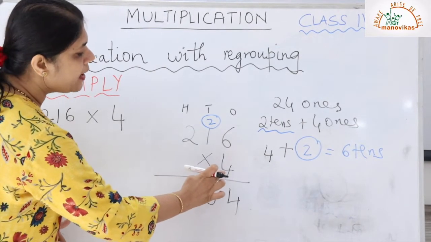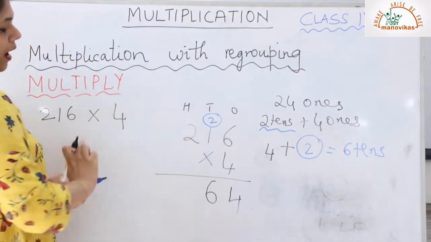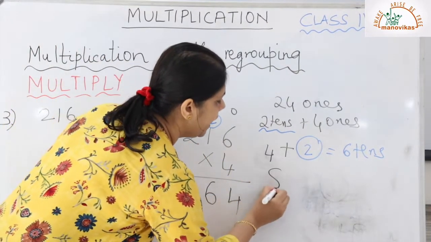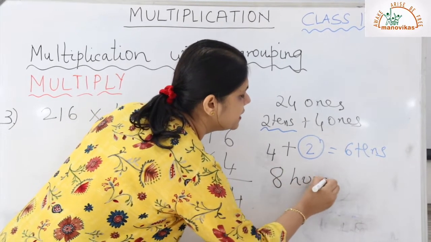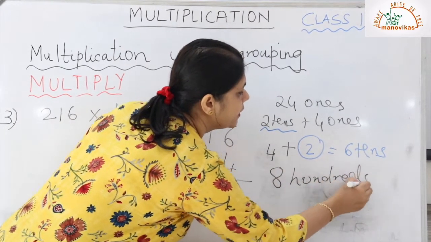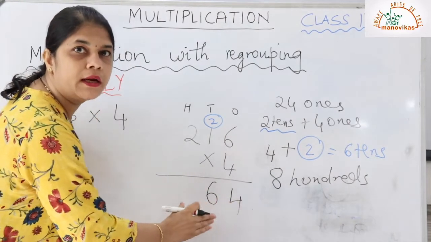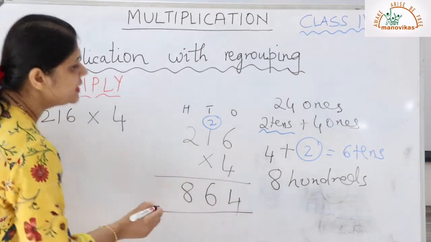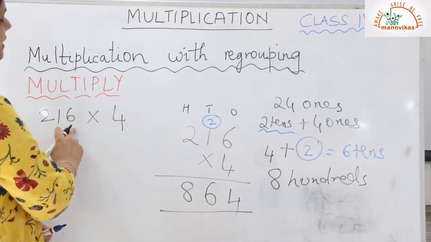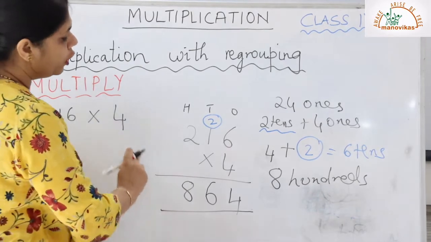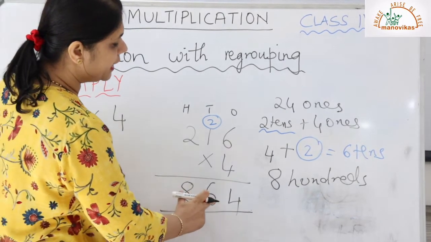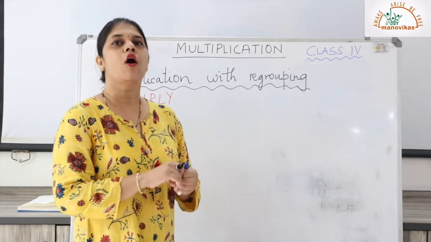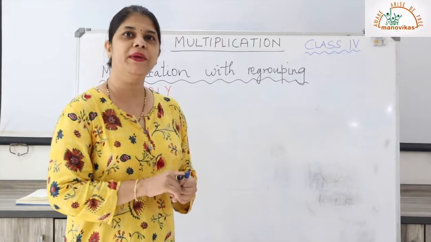Now multiply 4 with 2, which is in the hundreds place. So 2 multiplied by 4 is 8, right? So 8 hundreds. So is there any carryover here again? No. So you will directly write 8 in the hundreds place. So 216 multiplied by 4, you will get 864.